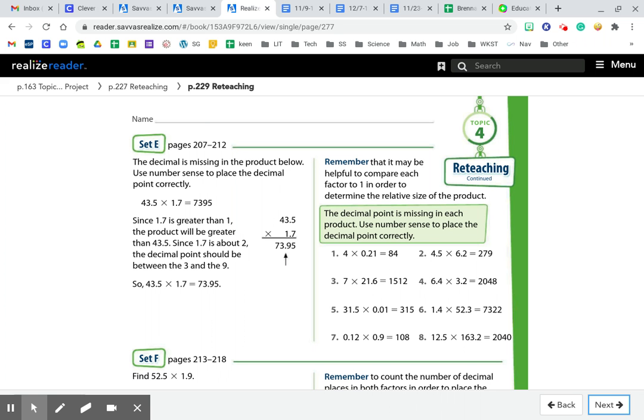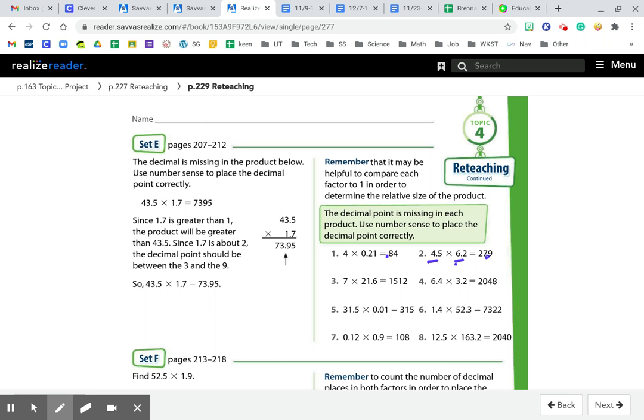4 times something less than 1, your answer is going to be less than 4. So 4 times 0.21, 4 times 21 is 84, but there's 2 decimal places in the problem, so we're going to have 2 in the answer. 4 times 6, if we solve a simpler problem, 4 times 6 is 24, so I know my decimal is going to be between the 7 and the 9.